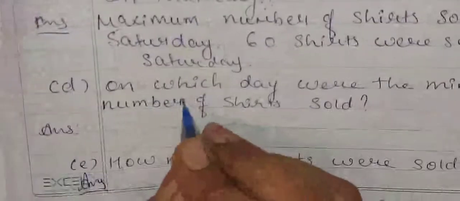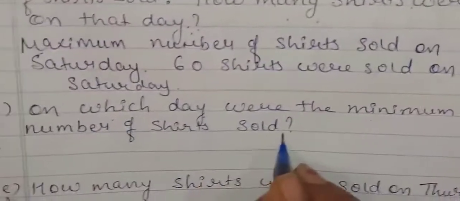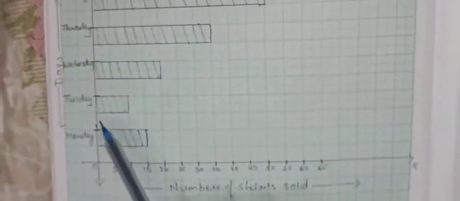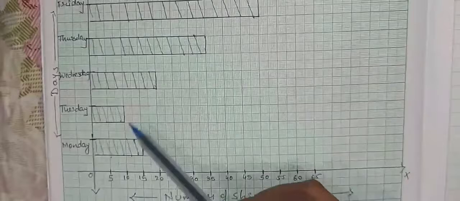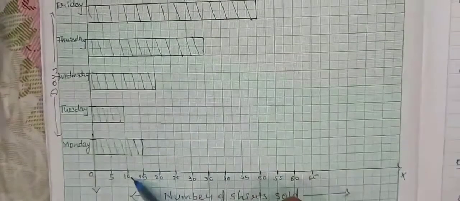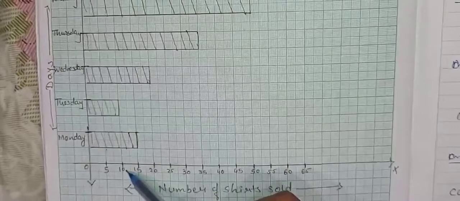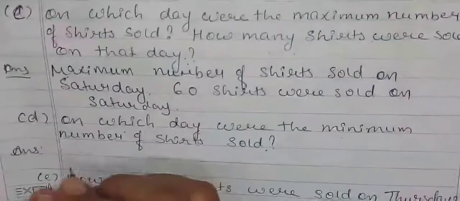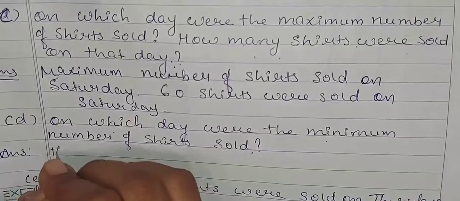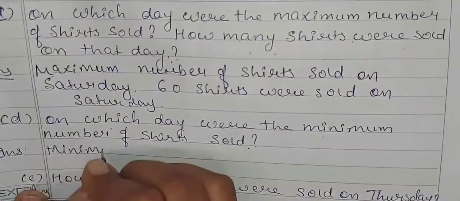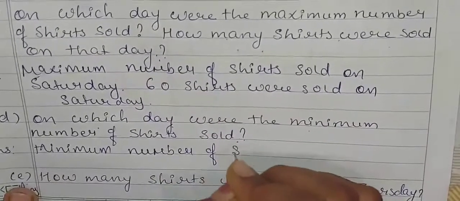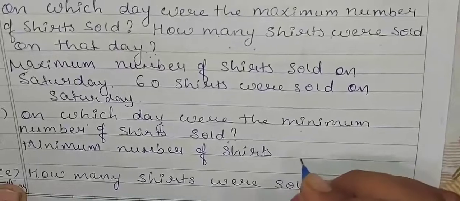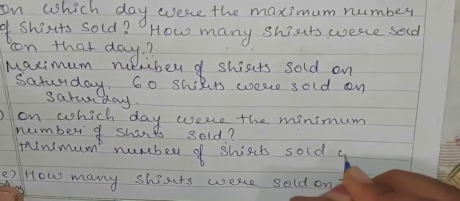Next question is, on which day were the minimum number of shirts sold? So let us observe from the bar graph. On Tuesday the bar is minimum. So on Tuesday how many shirts were sold? 10 shirts. So let us write the answer. Minimum number of shirts were sold on which day? On Tuesday.